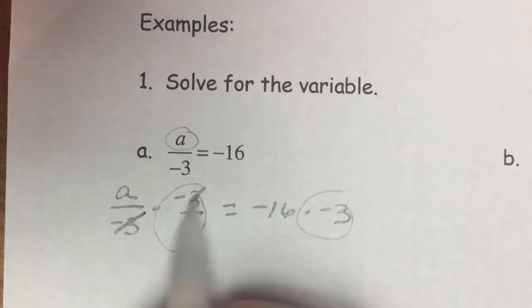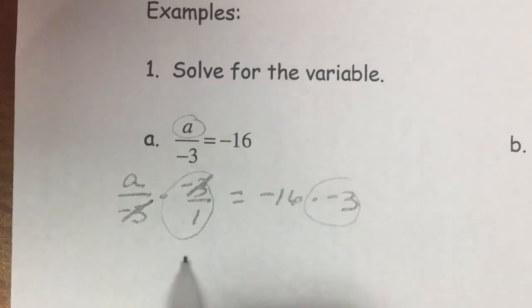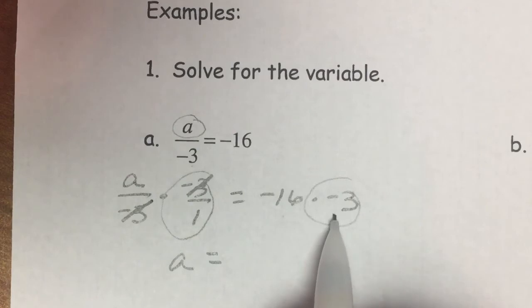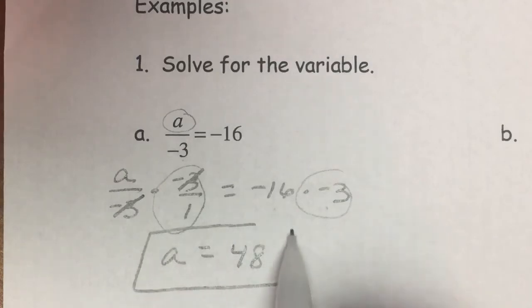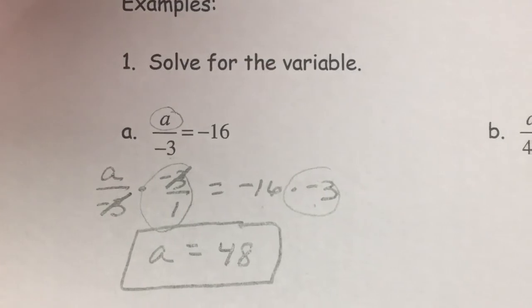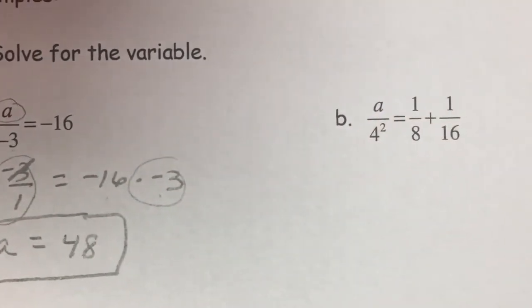So look what happens. Those cancel, and I'm just left with a, which is exactly what I needed, and -16 times -3 is positive 48. And that's my answer. Now, let's go look at the next question.